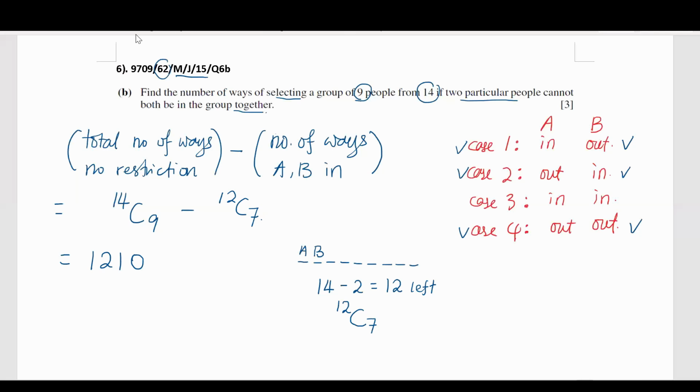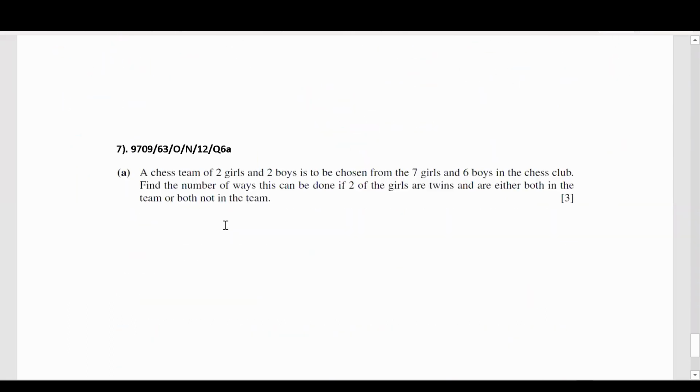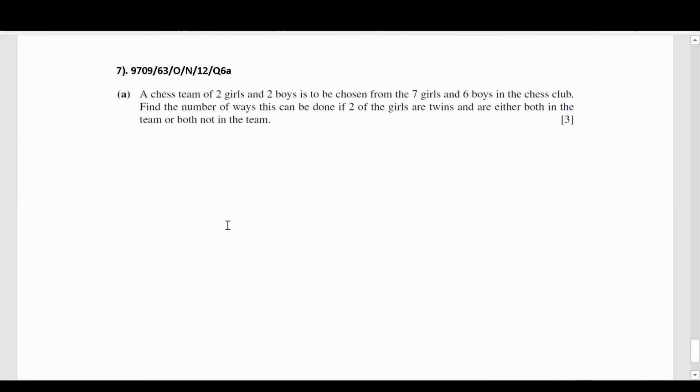All right. Let's have a look at the next questions here. Now you can see that this is question 7 coming from October, November 2012, variant 6.3. All right. Please try these questions, which are similar to the questions we have just discussed. Write down your answer in the comment below.